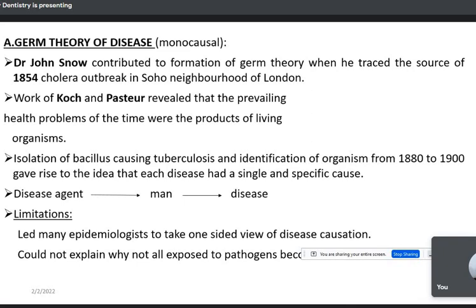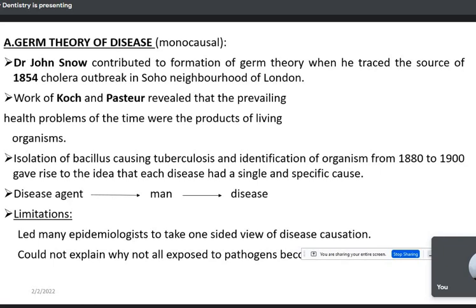For now, just understand that he got a map of the Soho neighborhood, and he traced those areas where the people were suffering from cholera, and tried to find out the region. What he found was that those people who were getting water from a common source, a hand pump, were the ones suffering from cholera, whereas those who were not drinking from that hand pump were not suffering from cholera.